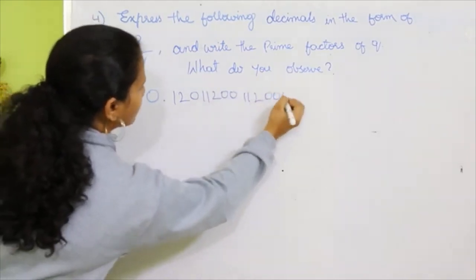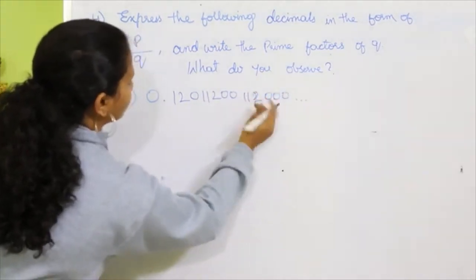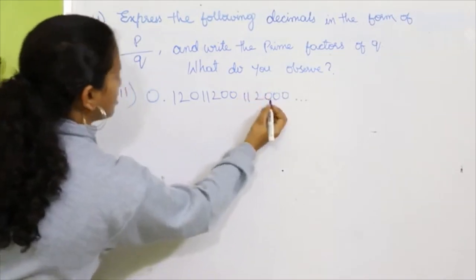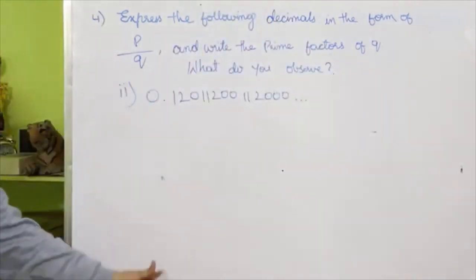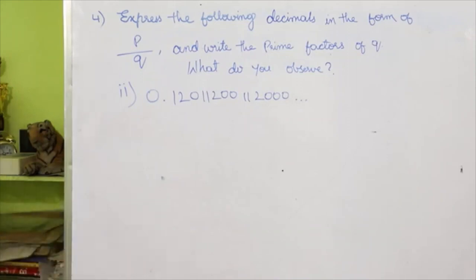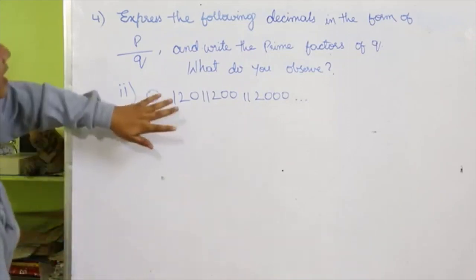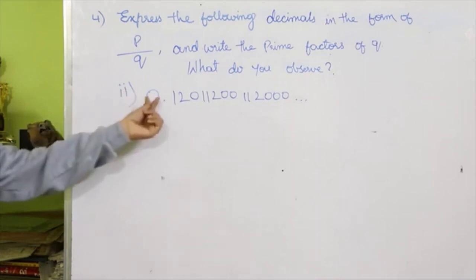11200, 11200. So it goes on like this, guys. So here clearly we can understand this is an irrational number, right? Clearly we can understand this is an irrational number because of what the question itself gives.